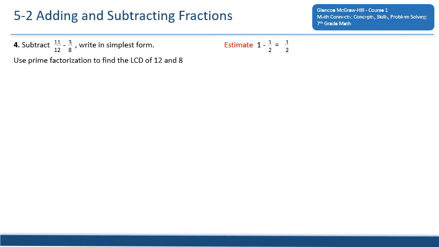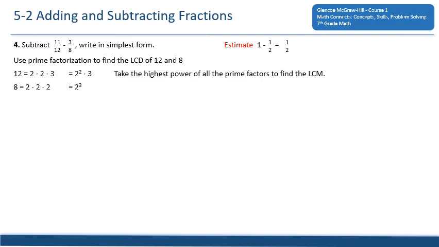So use prime factorization to find the least common denominator of 12 and 8. So for 12, the prime factors are 2 times 2 times 3, or 2 squared times 3. And then the prime factors of 8 are 2 times 2 times 2, or 2 cubed. So we're going to take the highest power of all the prime factors to find the least common multiple. In this case, we're going to take the 2 cubed because it's more than the 2 squared. And we're going to take the 3. It's the only 3. And we end up with 2 cubed times 3, which is 8 times 3, or 24.